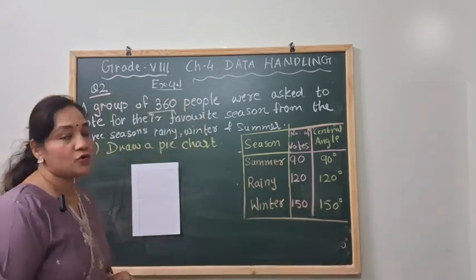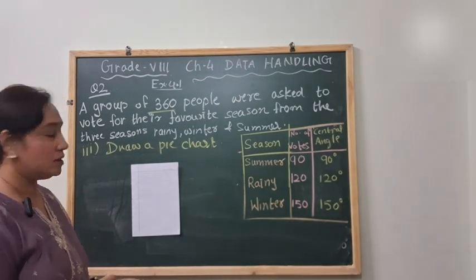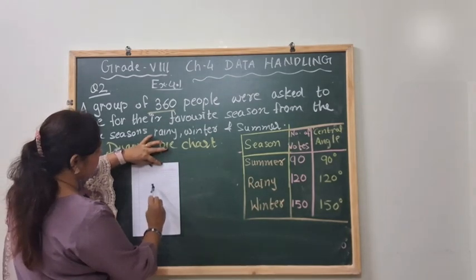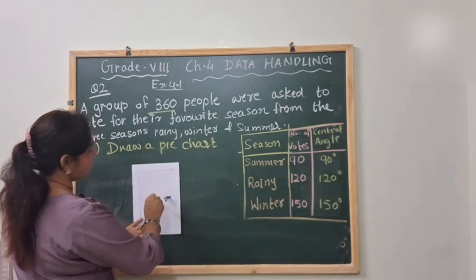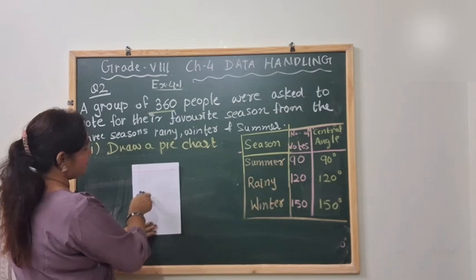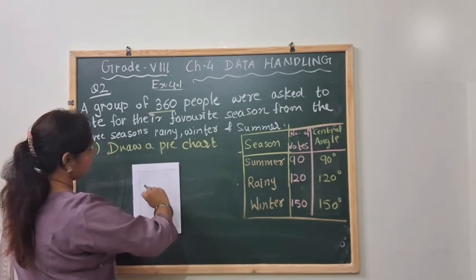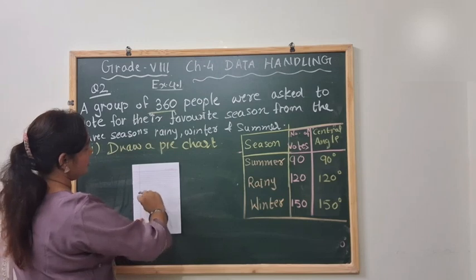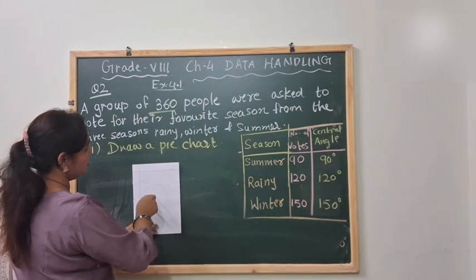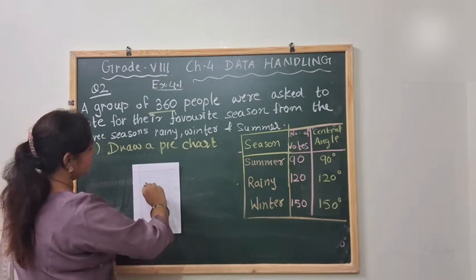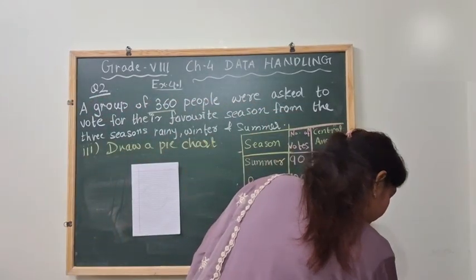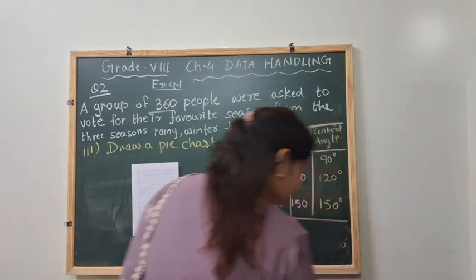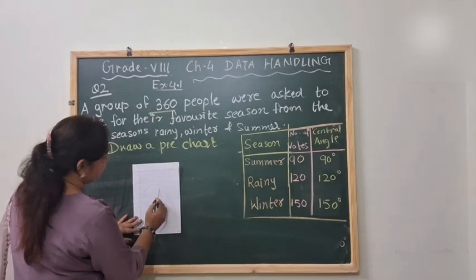First thing you will do to draw the pie chart is draw a circle. So in your notebooks, please draw a circle, students. I have darkened the circle for you so you can easily see that the circle is ready. And here is the center point. Please mark the center point.